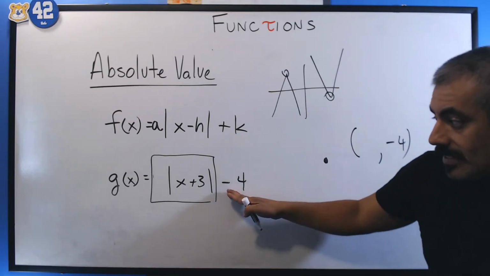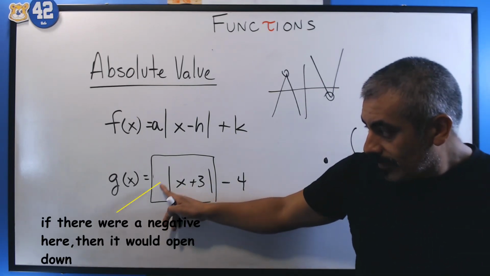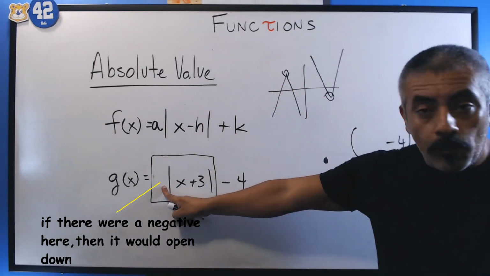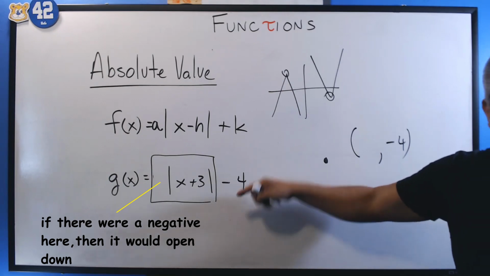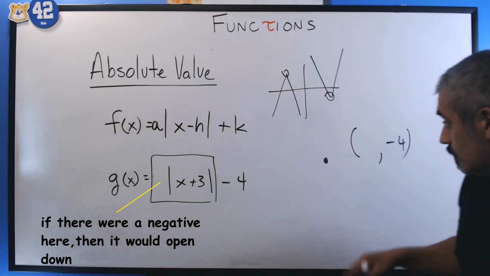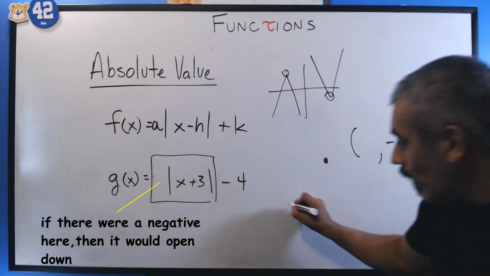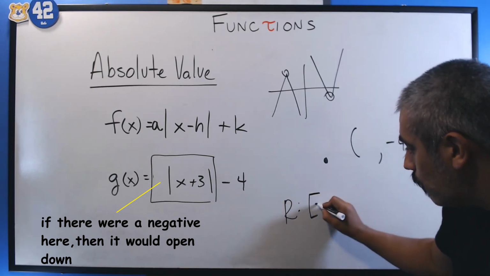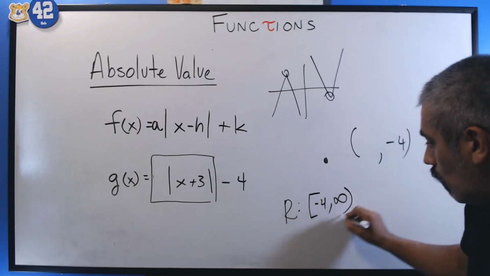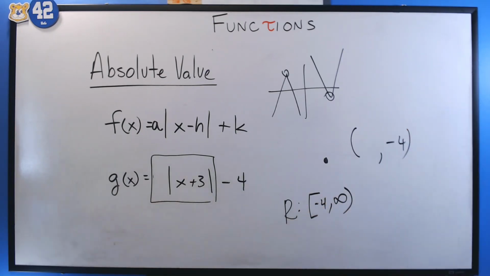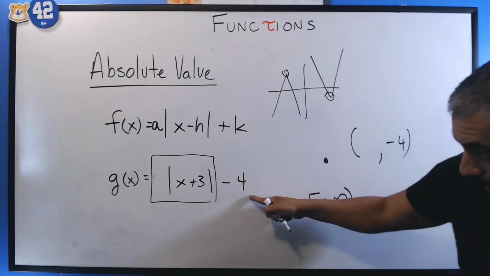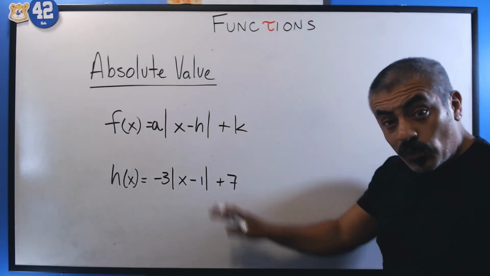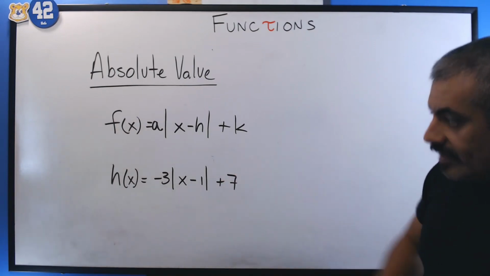And in this case, then we look at this. Does this function open up or down? And in this case, it opens up. So we know that -4 is the lowest point that this is going to get to. So this is going to be the lowest point. So then my range is going to be -4 all the way to infinity. I do not need to graph it to know that that's going to be the lowest point and that it's going to open up. And just to really drive the point home, let's take a look at this one.